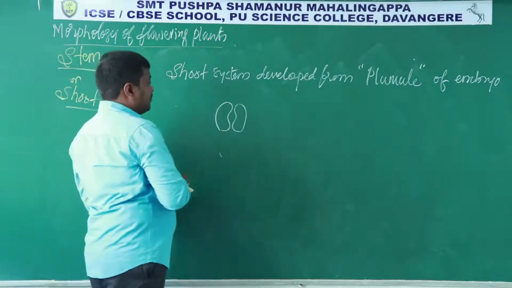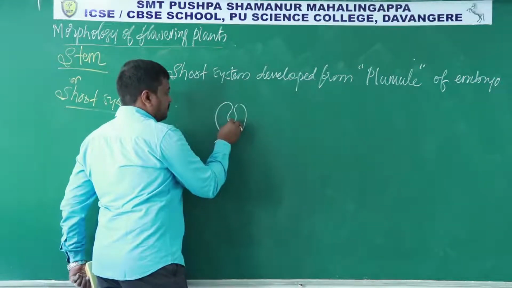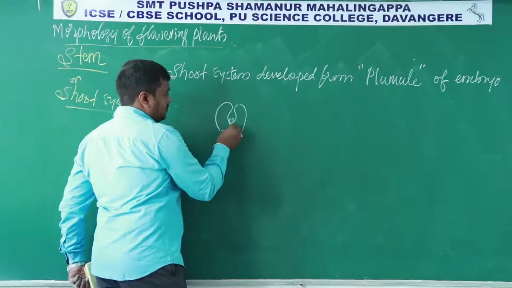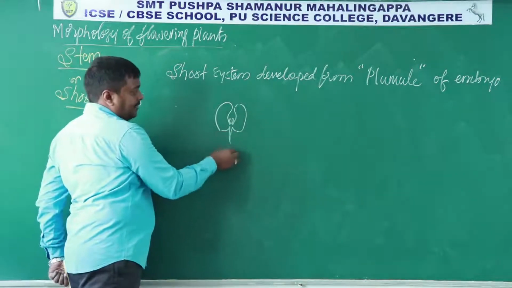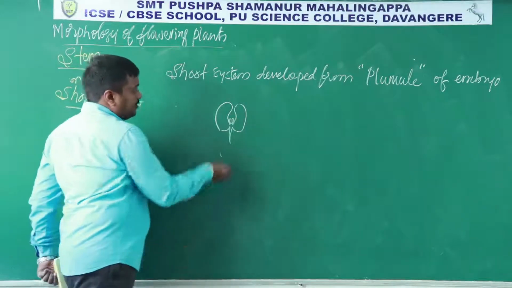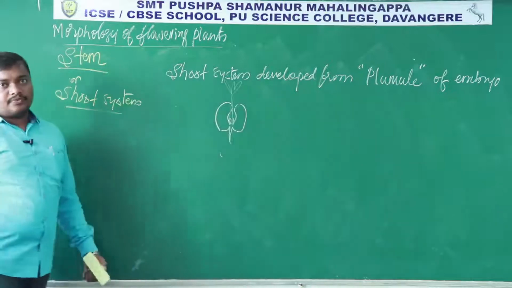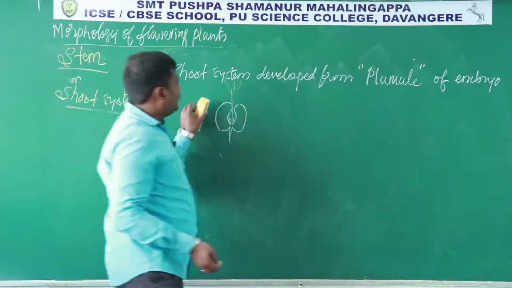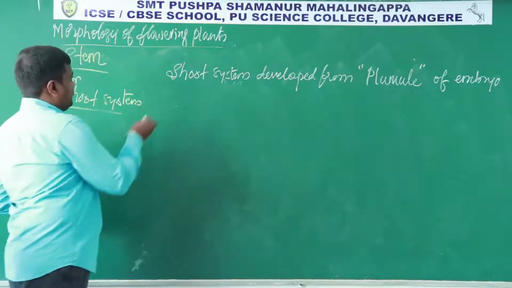So if you open the dicot seed, you can observe the structure like this. This is the embryo, and this is the radicle part, and this is the plumule part. So this plumule part later gives rise to the shoot system. Okay, so this is about the shoot system.